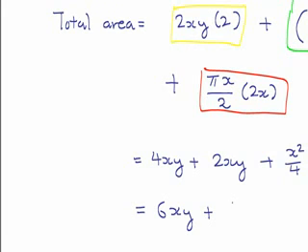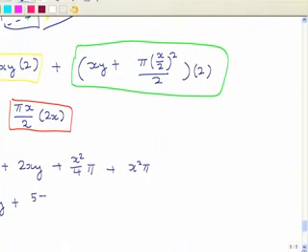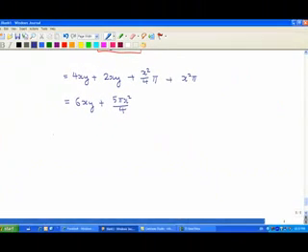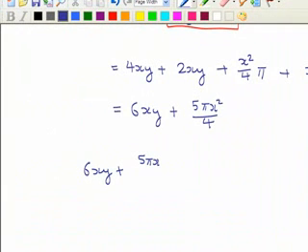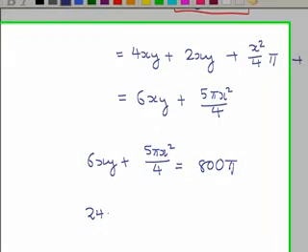plus 5 pi x squared over 4. And this total area, we know that it must be equal to 800 pi, because this one is fixed. So doing a bit of simplification, we know that we have to show the equation. So by observation, just multiply everything by 4.